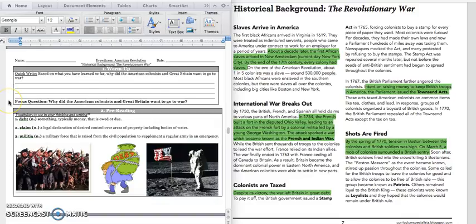It says, why did the American colonists in Great Britain want to go to war? Our vocabulary words for today are debt. That's when you owe someone something, typically money. Draw a line to this picture.